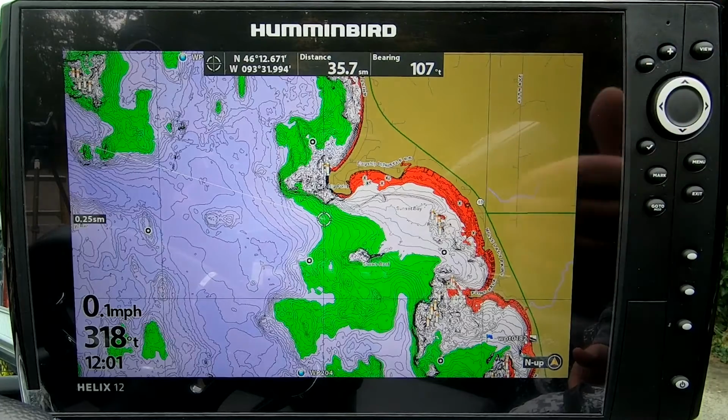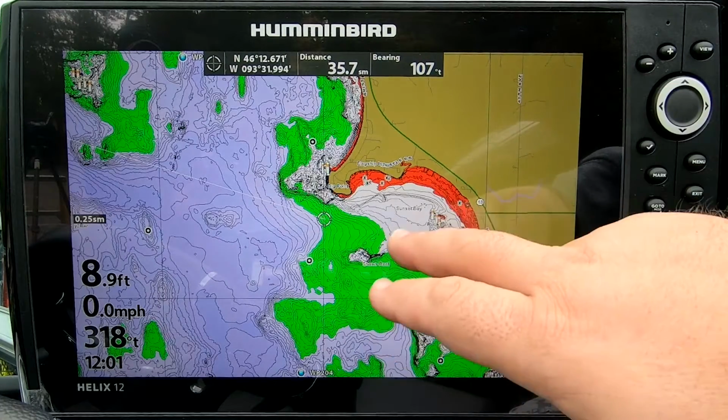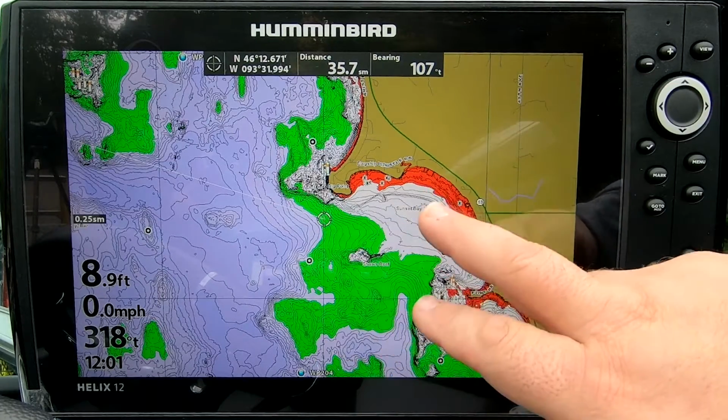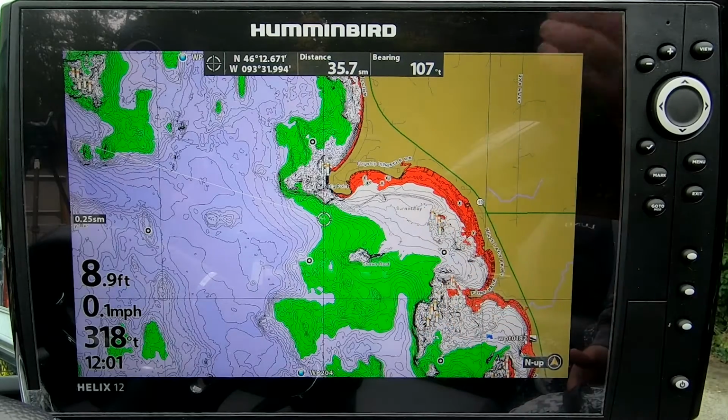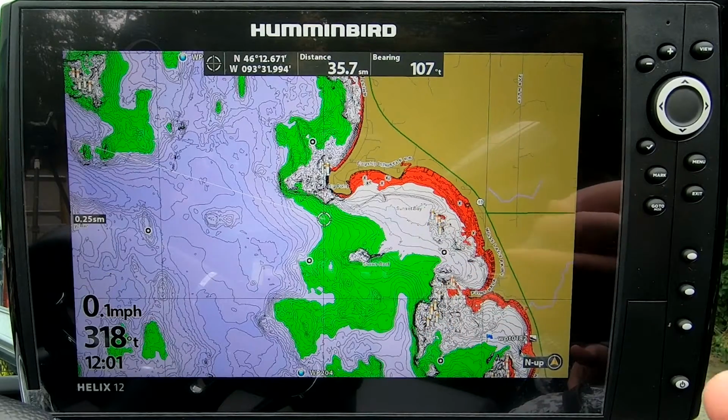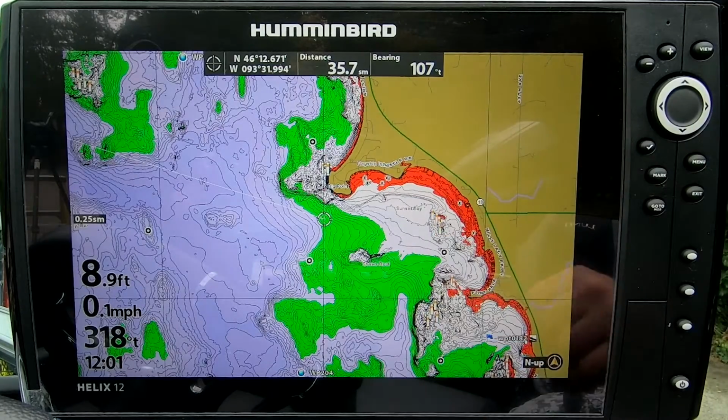Now, you're always going to have some shallow fish, some deep fish, but the idea is that when we depth highlight this range during this part of the season, that's where most of the fish of the lake are going to be, and it's where we're going to be able to most effectively target them.